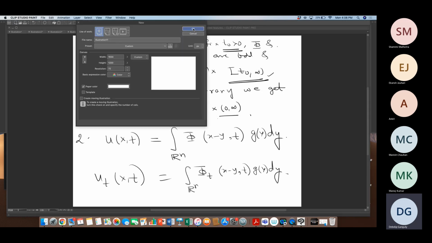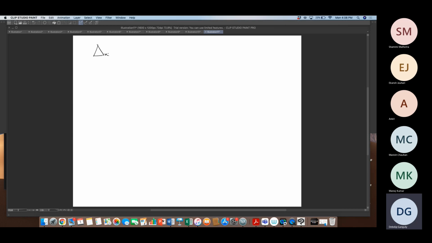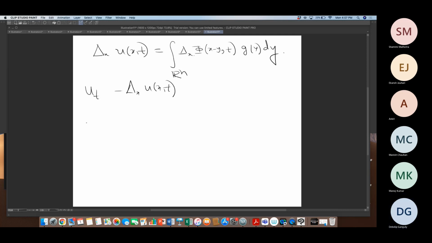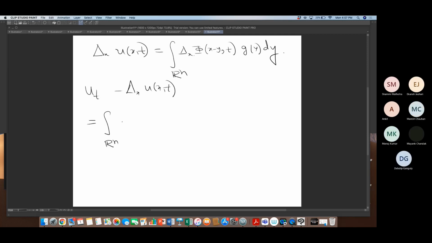Okay, straightforward. Then what is the Laplacian in x of u(x,t)? This is the integral over Rn of the Laplacian in the x variable of phi(x minus y, t) g(y) dy. So what is u_t minus Laplacian_x u(x,t)? This is nothing but the integral over Rn of phi_t(x minus y, t) minus Laplacian in the x variable of phi(x minus y, t), times g(y) dy.